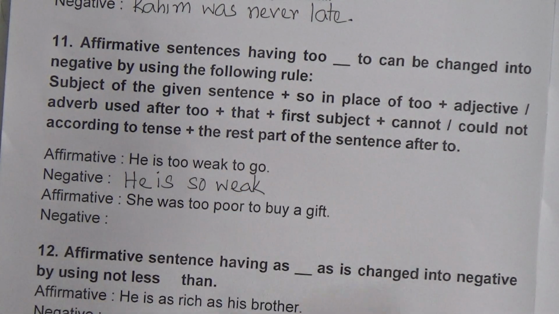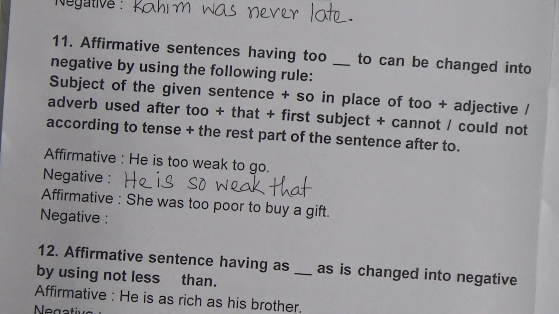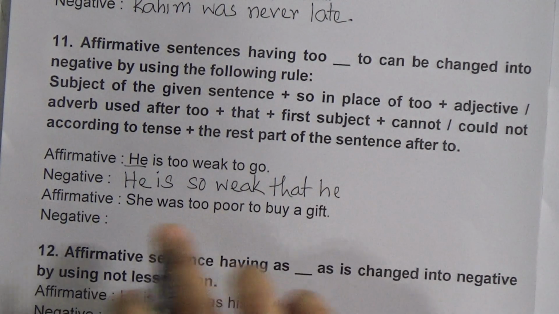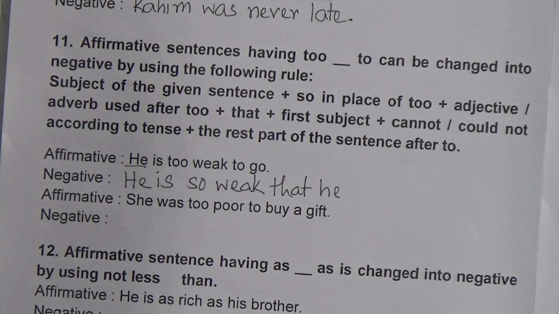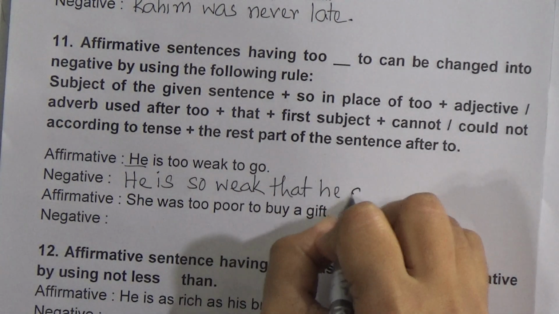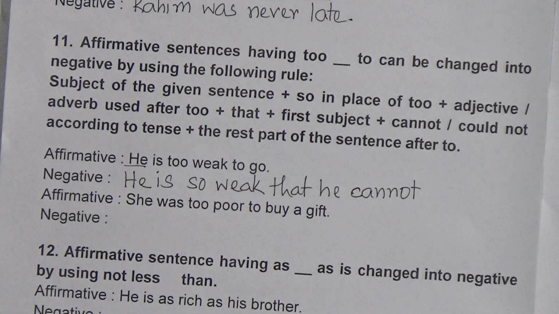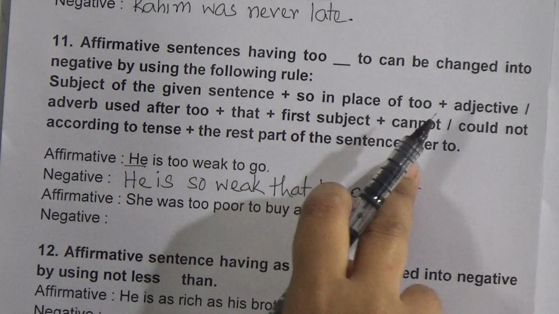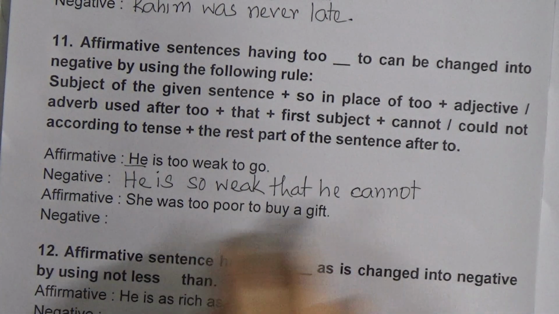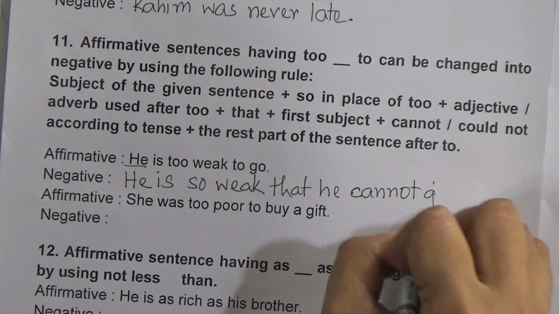He is so weak. Now we will write here that. He is so weak that, again the first subject, that means our subject is he, so we will write here: he is so weak that he. Now we will write cannot or could not according to the tense, and now this is the present tense. He is too weak, so we will write here cannot. He is so weak that he cannot. Now the rest part of the sentence, that means to go. He is so weak that he cannot go.